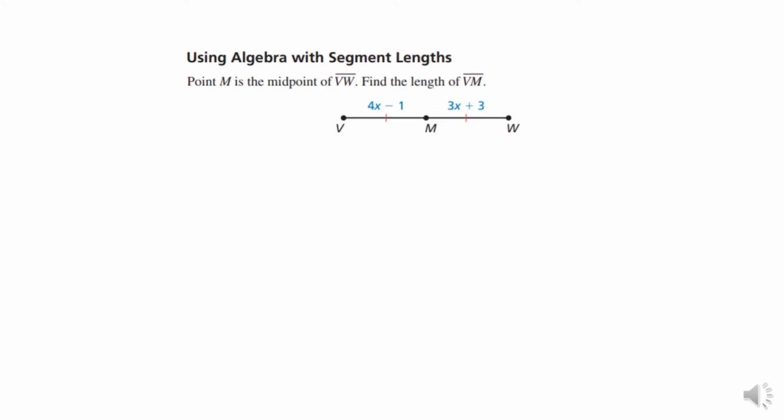Okay. So using algebra with segment lengths. They're telling you that M is the midpoint of VW. Find the length of VM. So this is the length of VM. And there we have the whole thing. So the one thing I know is that these are congruent. I know they're congruent because of those symbols, but also because they told me M is the midpoint. Since I know that it cuts it into two congruent segments, I know that these are equal to each other.